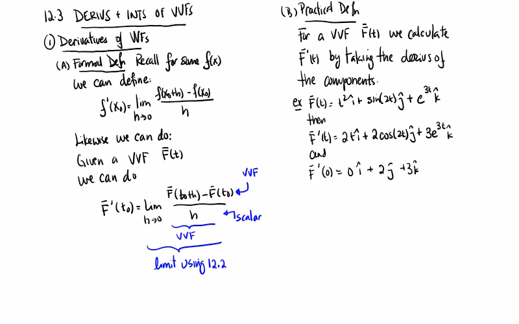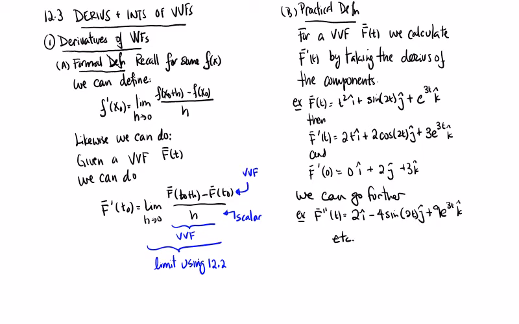Again, we could also take second derivatives, third derivatives, so we can go further. The furthest that we'll go will be second derivatives. So for example, in the same example, we could take another derivative and I get 2i minus 4 sine 2t j plus 9e to the 3t k, and so on. We won't go any further than the second derivative. So that's the practical definition. The thing that we're really interested in is what this is good for us. So that's what we'll focus on next.